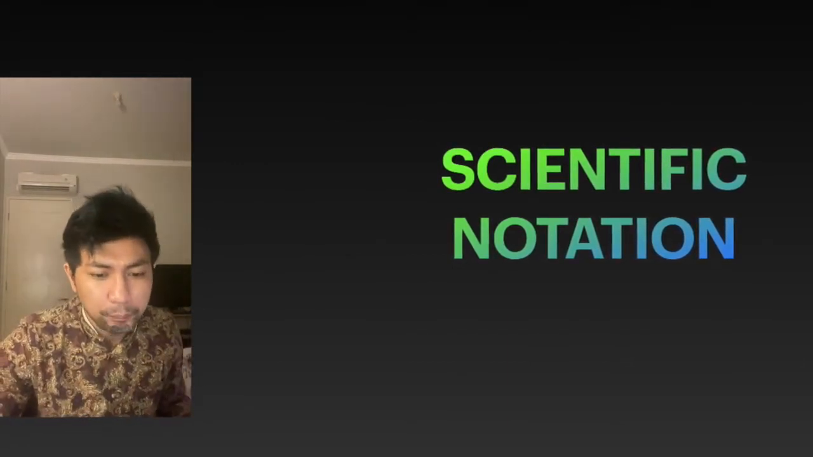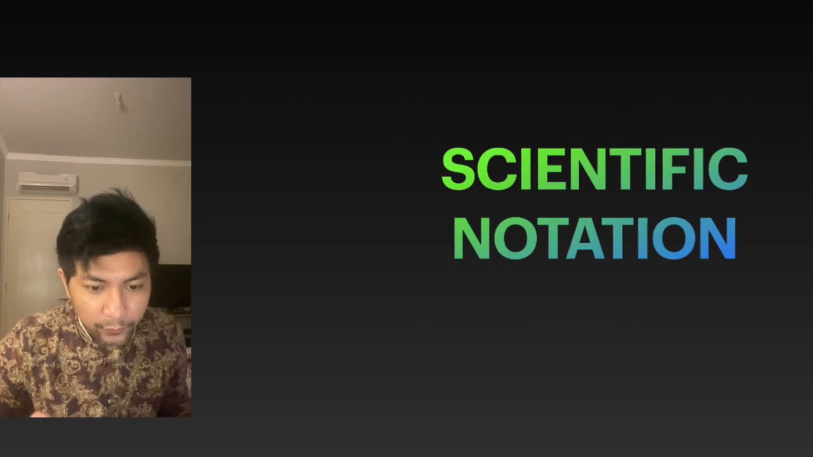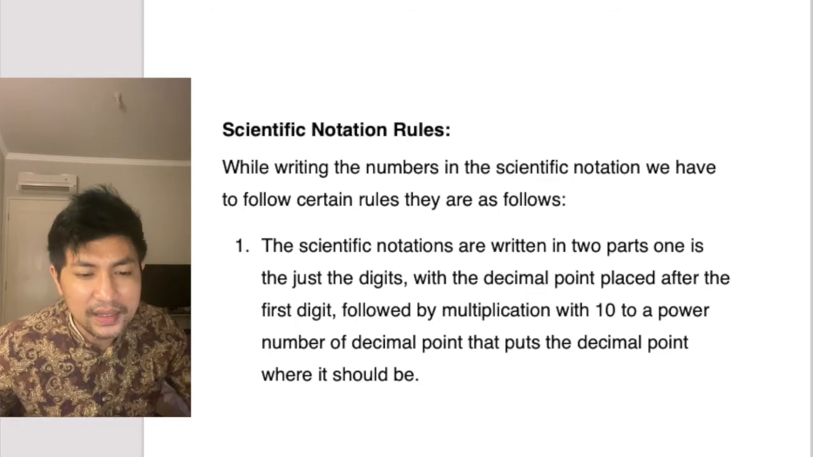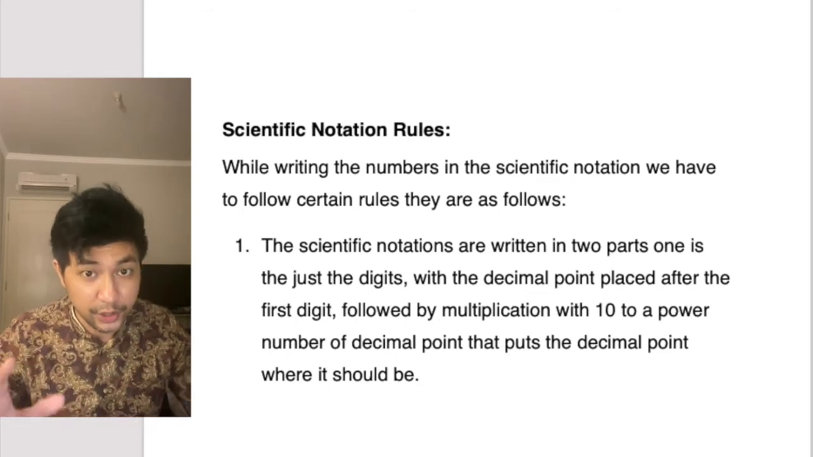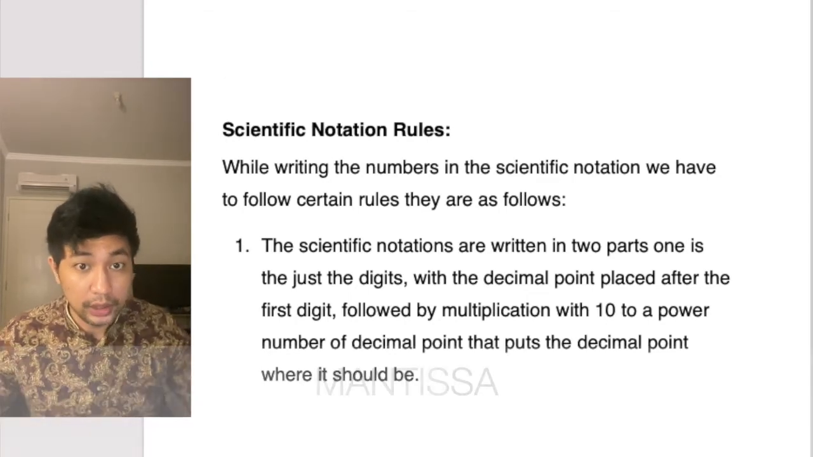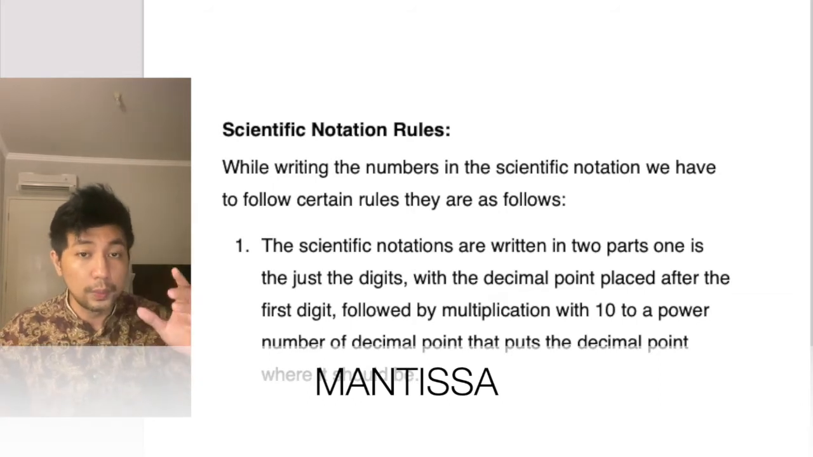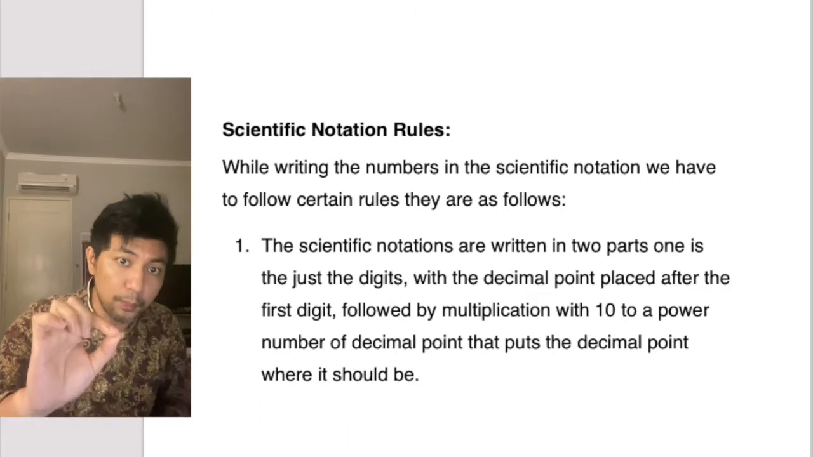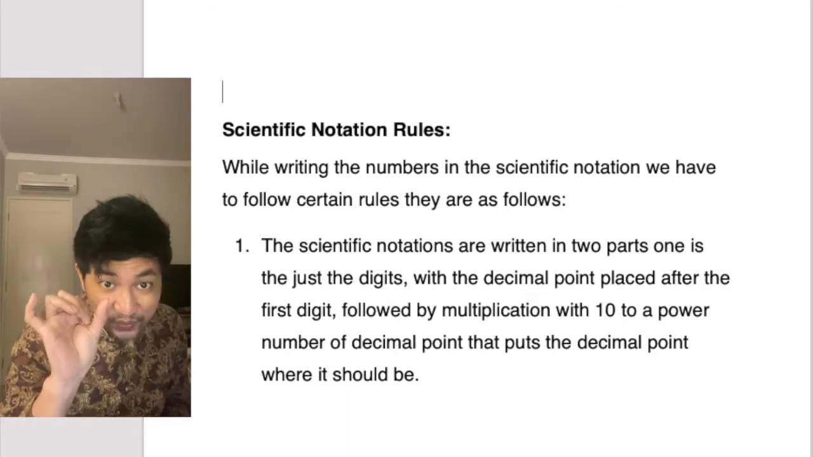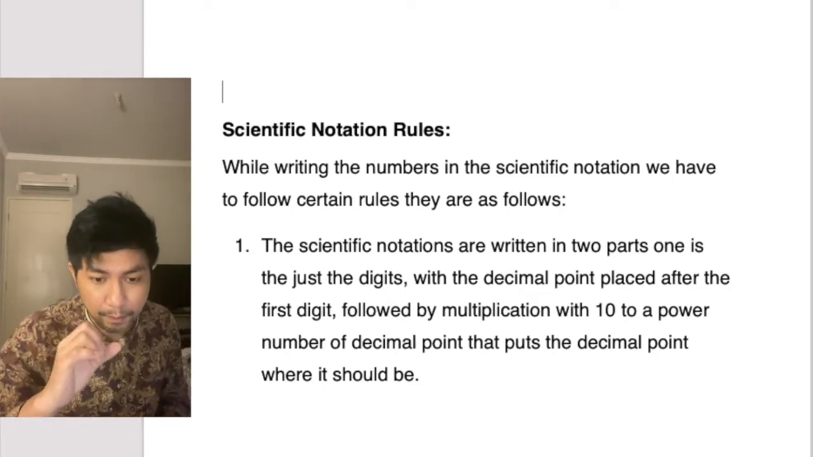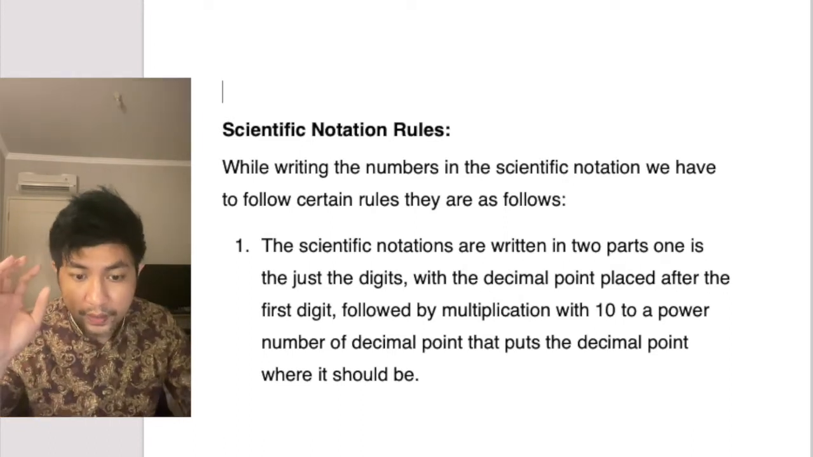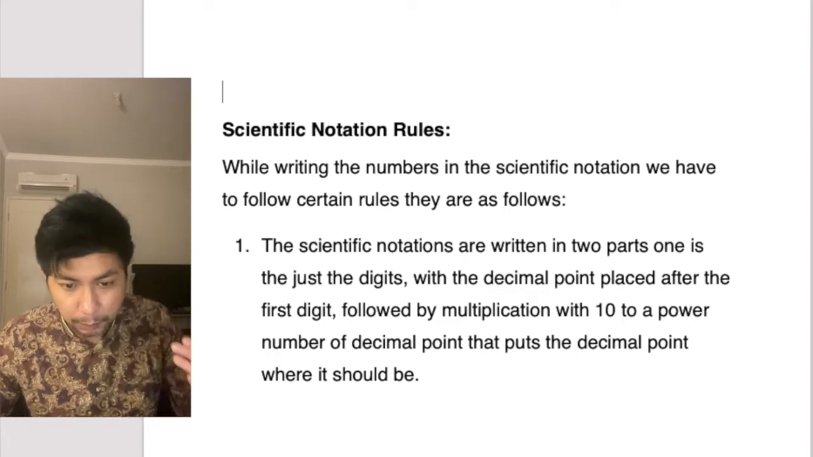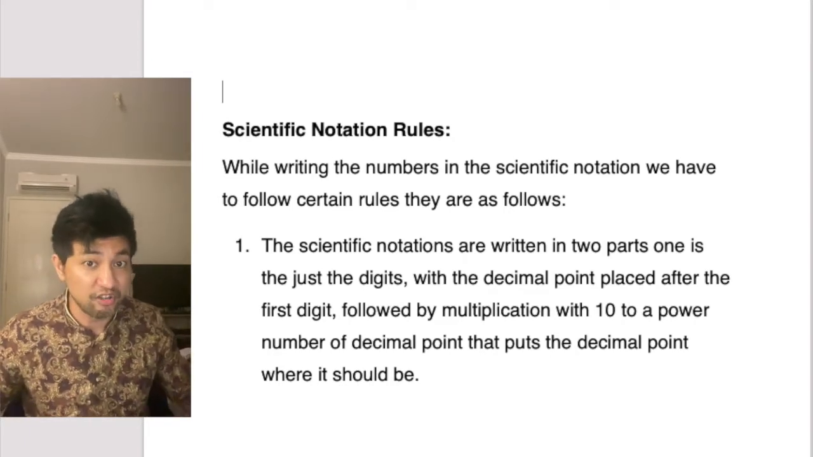So let's start. First, scientific notation is written in two parts. One is just the digits, which is called your mantissa. It is composed of one whole number from 1 to 9, followed by a decimal point, and then the significant figures in that number. Then it is followed by a multiplication with 10 to the power of the number of places the decimal point moved, which puts the decimal point where it should be.